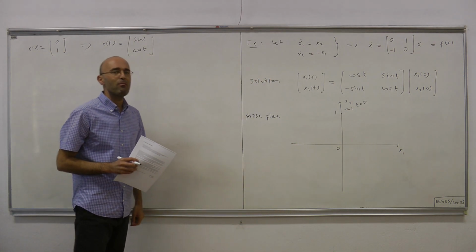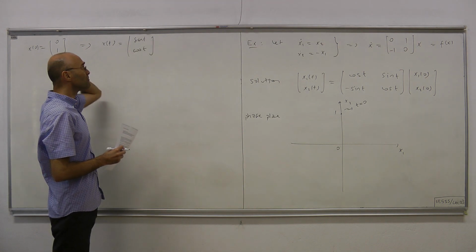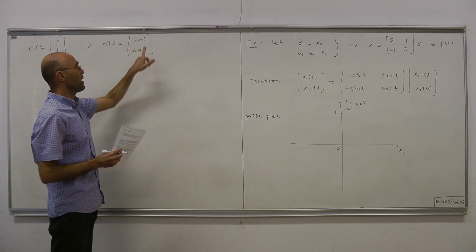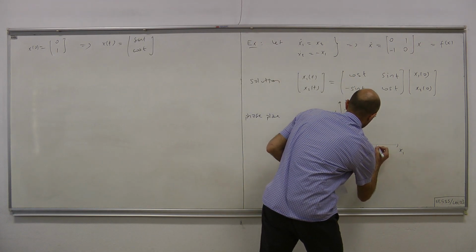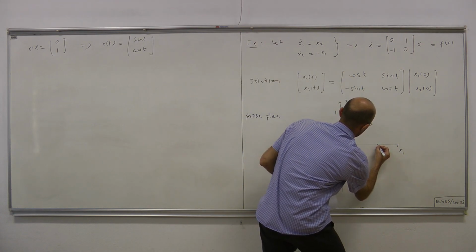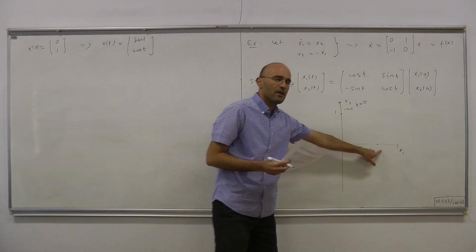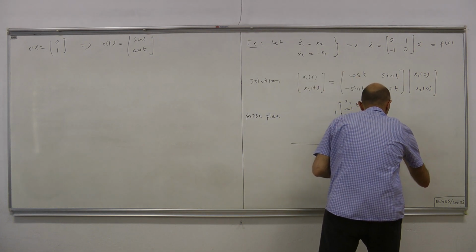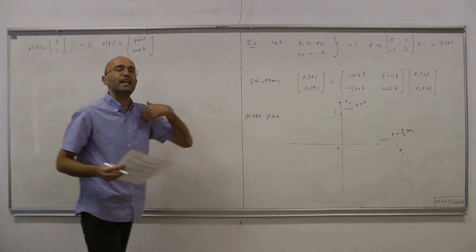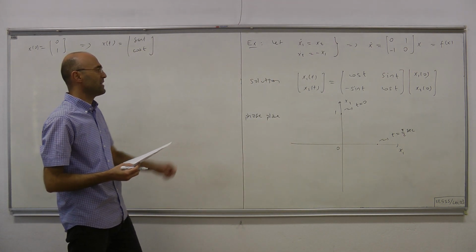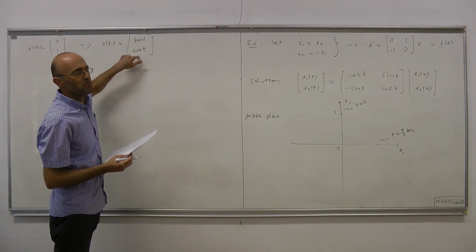At t equals, let's say, pi over 2 seconds, plug in t equals pi over 2. Sine pi over 2 is 1, cosine pi over 2 is 0. So therefore, at pi over 2 seconds, we follow some trajectory and we reach that point. Okay, so this is where we are at t equals pi over 2 seconds. If you let another pi over 2 seconds pass, that is at t equals pi seconds, sine pi is 0 and cosine pi is minus 1.